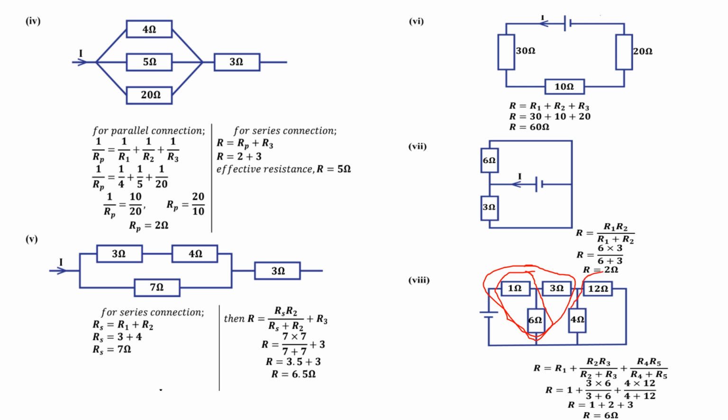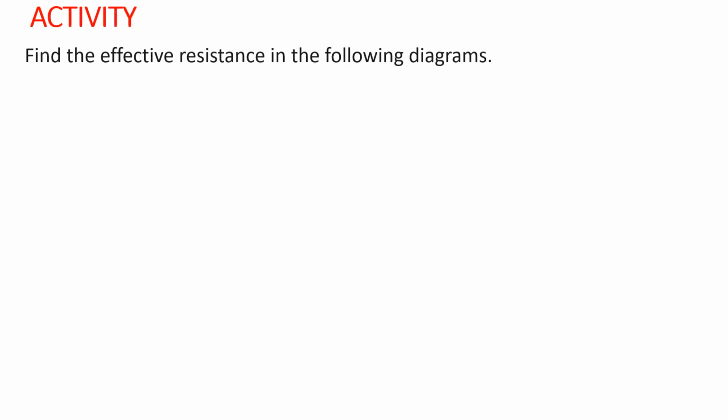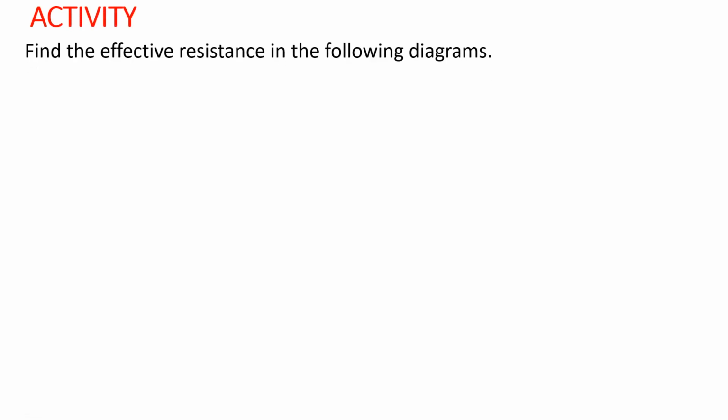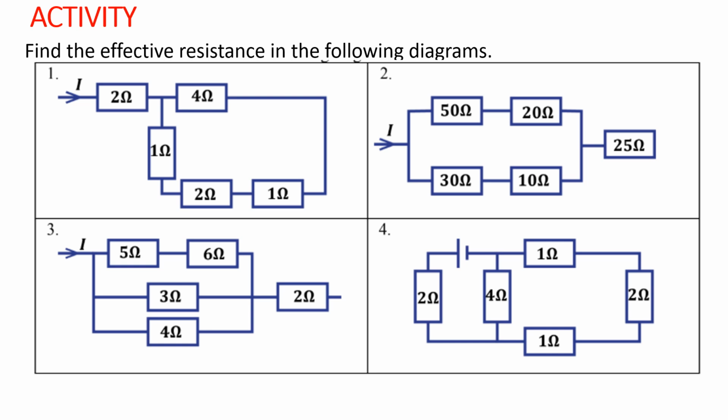Then when I reduce this with 12 and 4 parallel, I add the results, and they become series. So that's what I mean. You just use the appropriate formula for each case. So the activities down there that I want you to try out: 1, 2, 3, 4. Each is for 5 scores, then you have your 20 scores there.